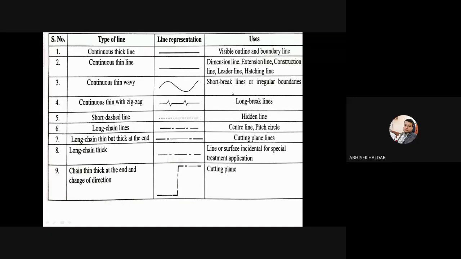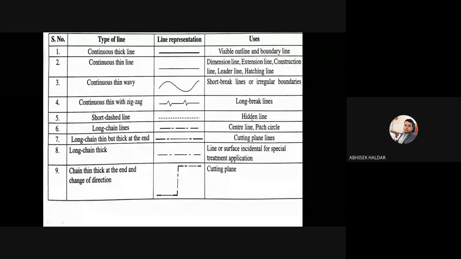Sir, in the fifth point, the short dash line, will it depend only upon the size of the paper? Yes, the size of your drawing basically. But this gap should be uniform. Whatever the size of this small line will be, that is not a big deal. But try to draw 2 millimeter continuous line, then 1 millimeter gap, then 2 millimeter continuous line, 1 millimeter gap. Small gaps and small lines. That is the hidden line.